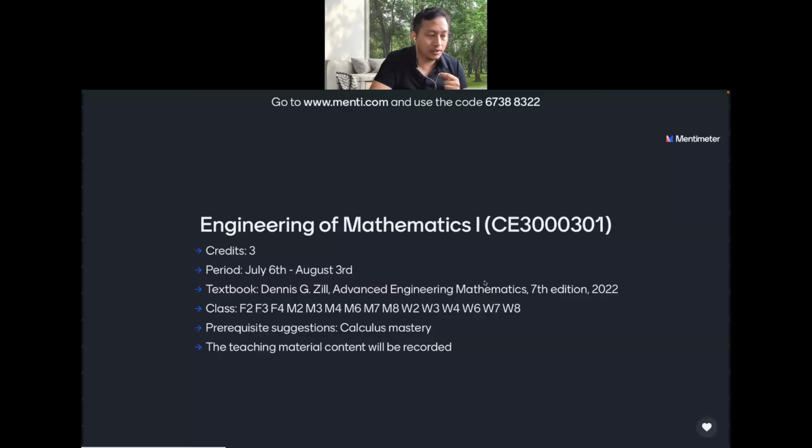The textbook is Advanced Engineering Mathematics, 7th edition. The author is Dennis Zill. I believe you already have at least the PDF file for the 6th edition, and that's okay. It's the same materials, same chapters, same topics. Our class is on Friday morning only, Monday morning and afternoon, and Wednesday morning and afternoon. So we will have another class later this afternoon.